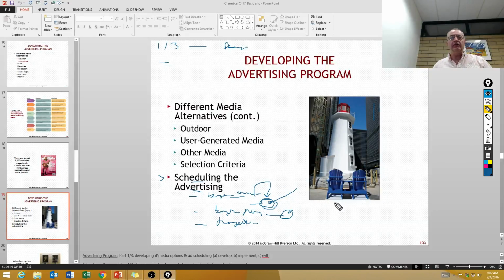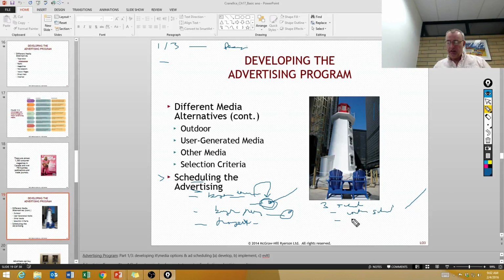Okay, and then we also have these 3 scheduling formats. First is known as a continuous schedule. So we keep our ad out there every week of the year, 52 weeks of the year.